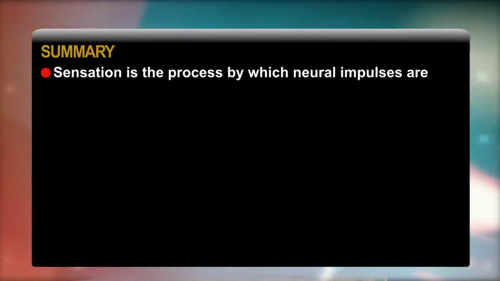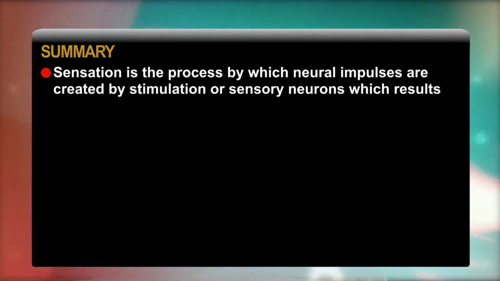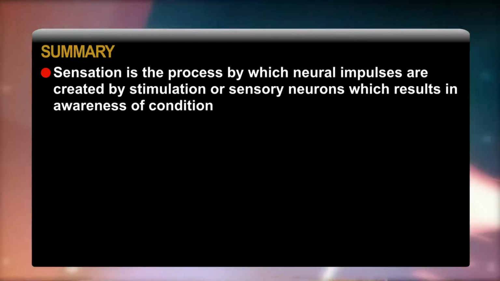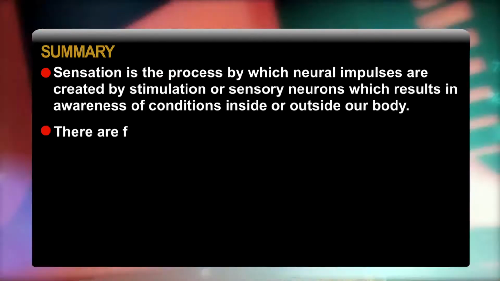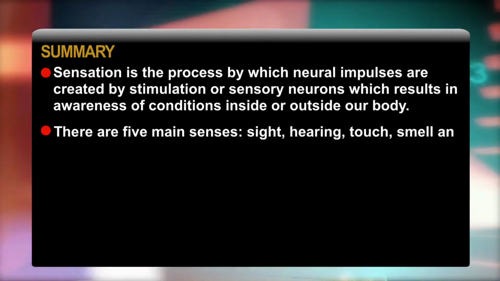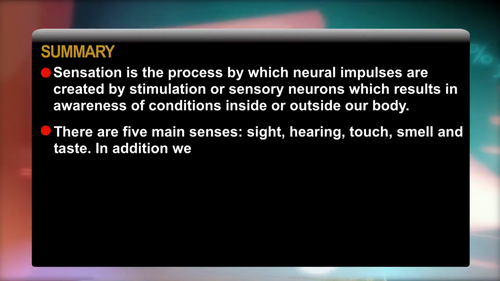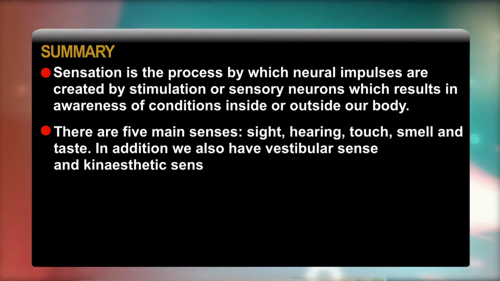The summary. Sensation is the process by which neural impulses are created by stimulation of sensory neurons, which results in awareness of conditions inside or outside our body. There are 5 main senses: sight, hearing, touch, smell and taste. In addition, we also have vestibular sense and kinesthetic sense.